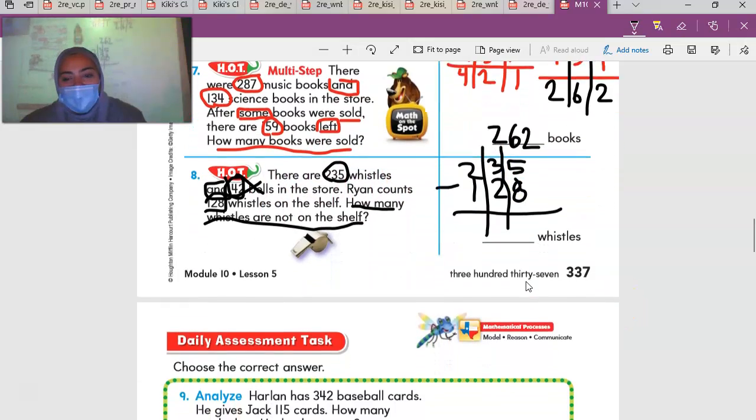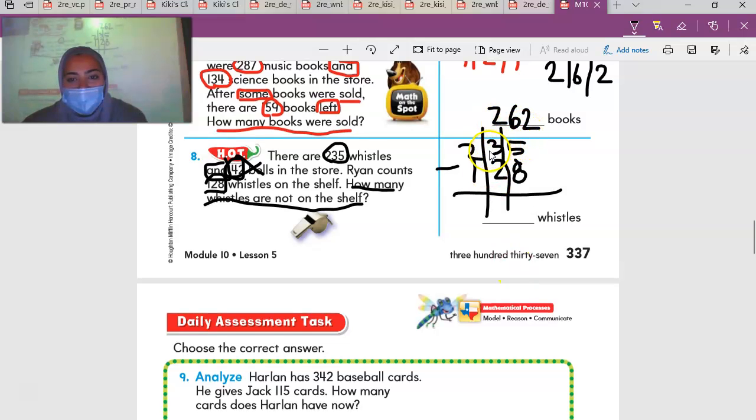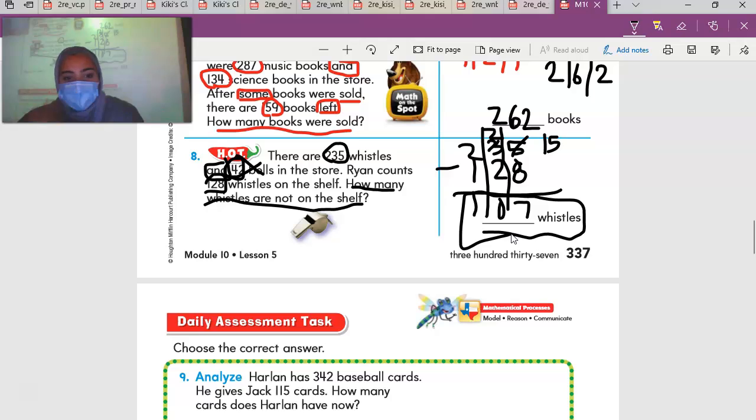5 take away 8. Can we do that? No. 3 becomes 2, and 5 becomes 15. 15 take away 8 is 7. 2 take away 2 is 0, and 2 take away 1 is 1. How many whistles? 107 whistles. Very good. All right, you know the drill.